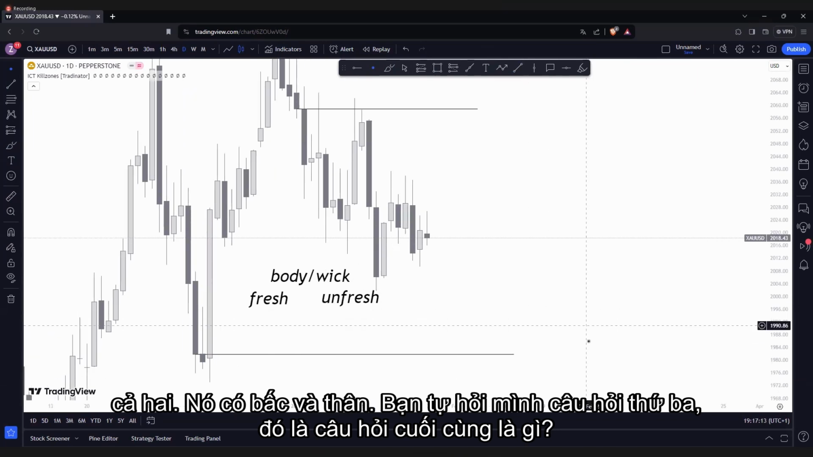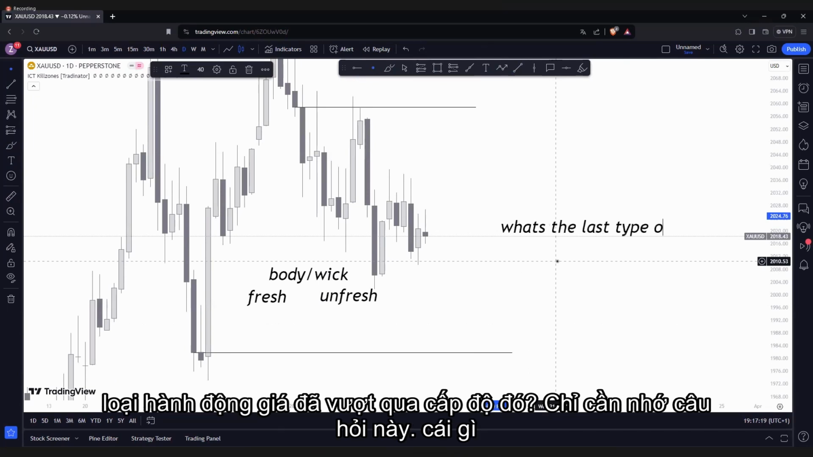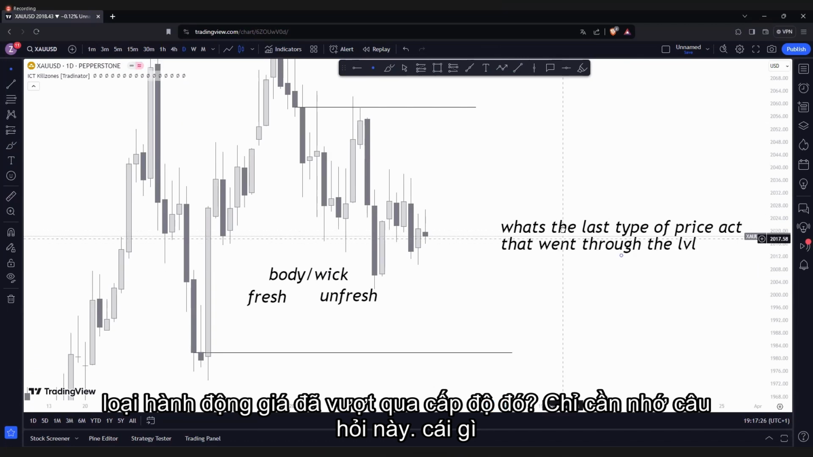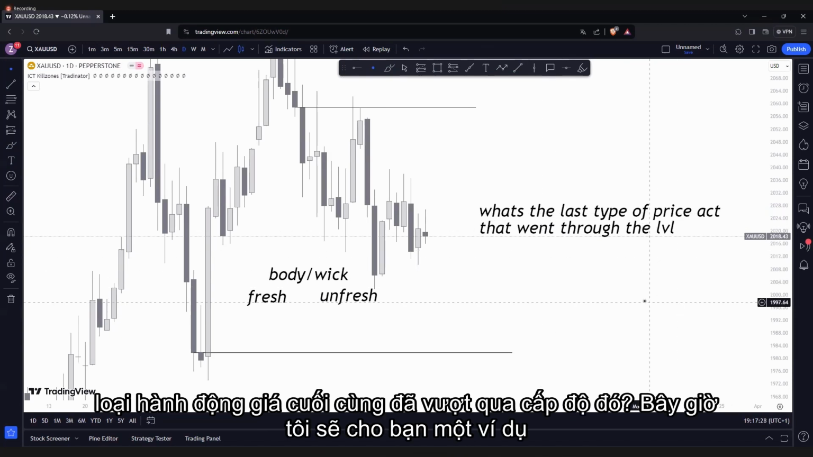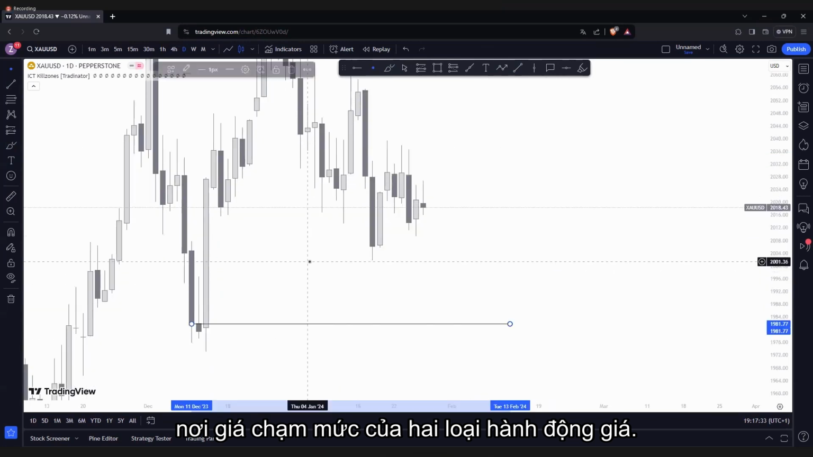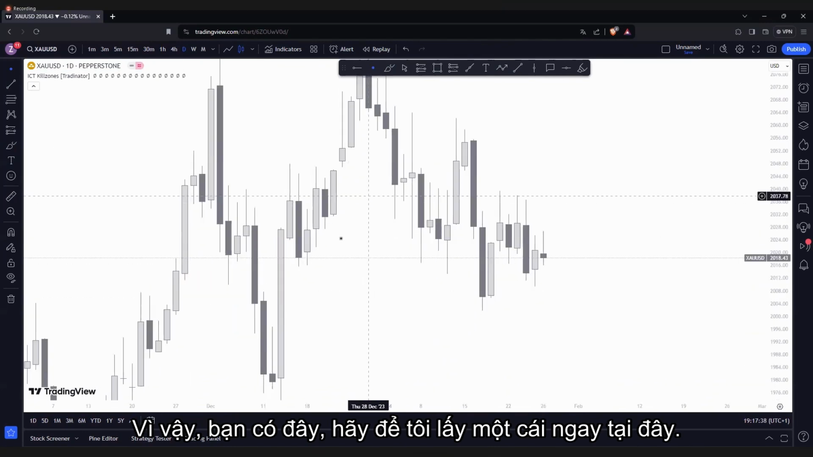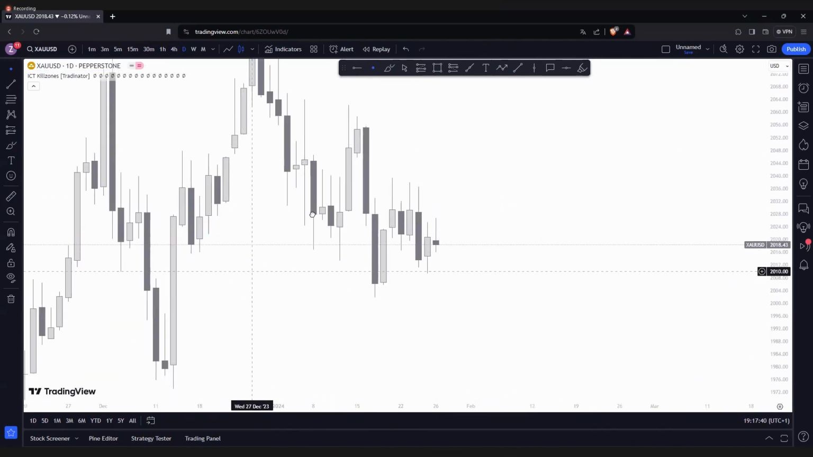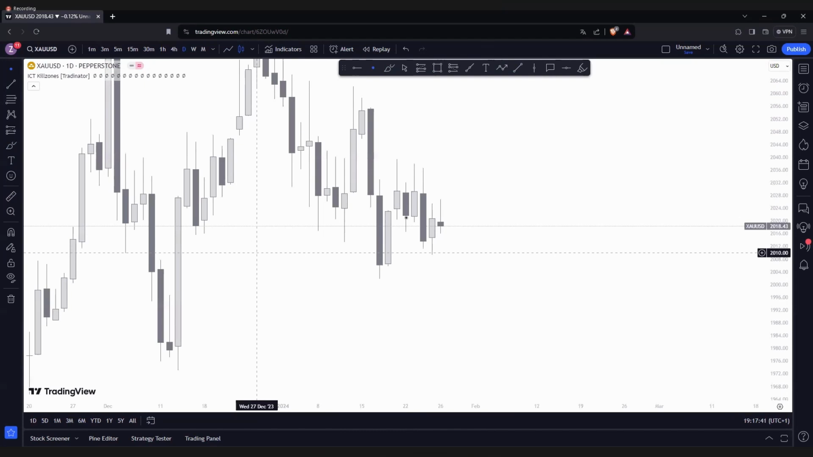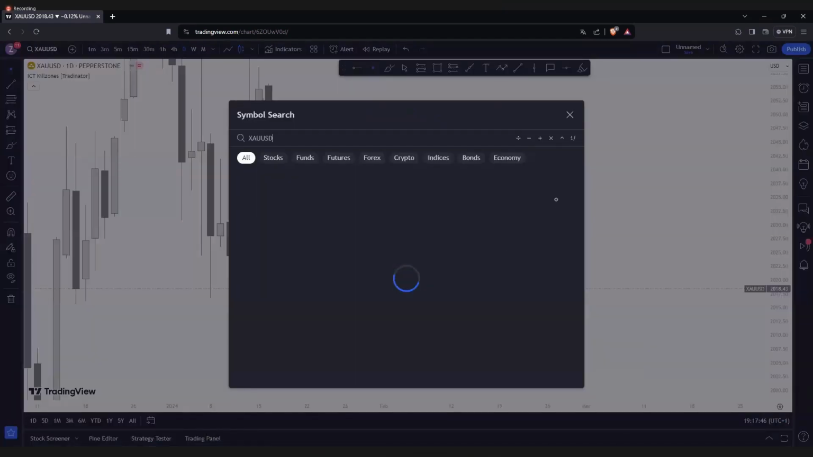You ask yourself the third question, which is, what's the last type of price action that went through the level? Just remember this question. Now, I'm going to give you an example where price touched the level by the two types of price action. So here you have, let me just take one right here, this gap. Let me work with a smaller one, that's better.